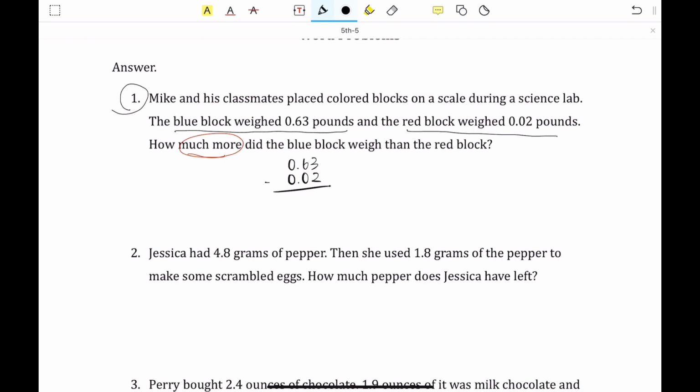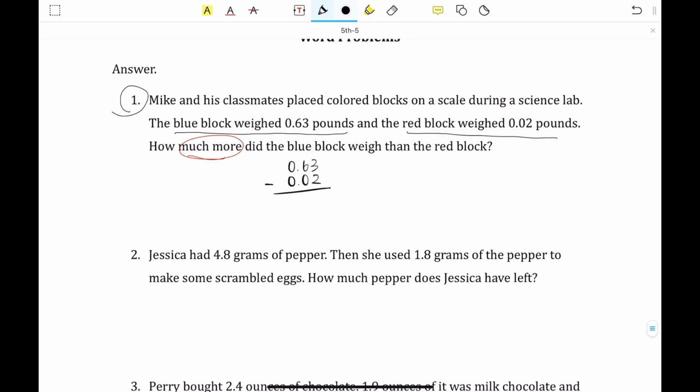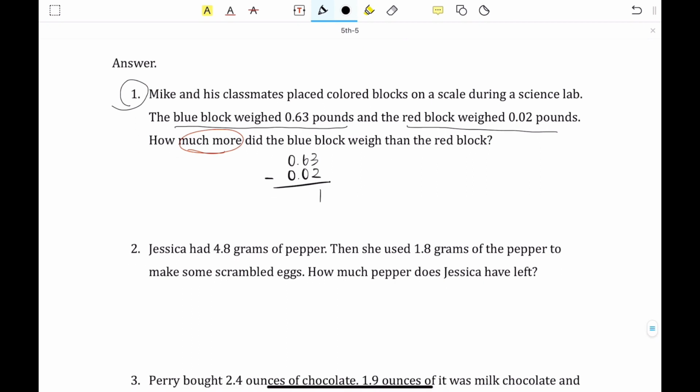If you are able to distinguish between plus or minus, but you did not place it correctly, you will get an incorrect answer. So 0.63 minus 0.02, we're just going to subtract like normal. 3 minus 2, which is 1. 6 minus 0 is 6. And 0. Now your decimal is going to be going between 0 and 6. So your decimals are aligned with each other.